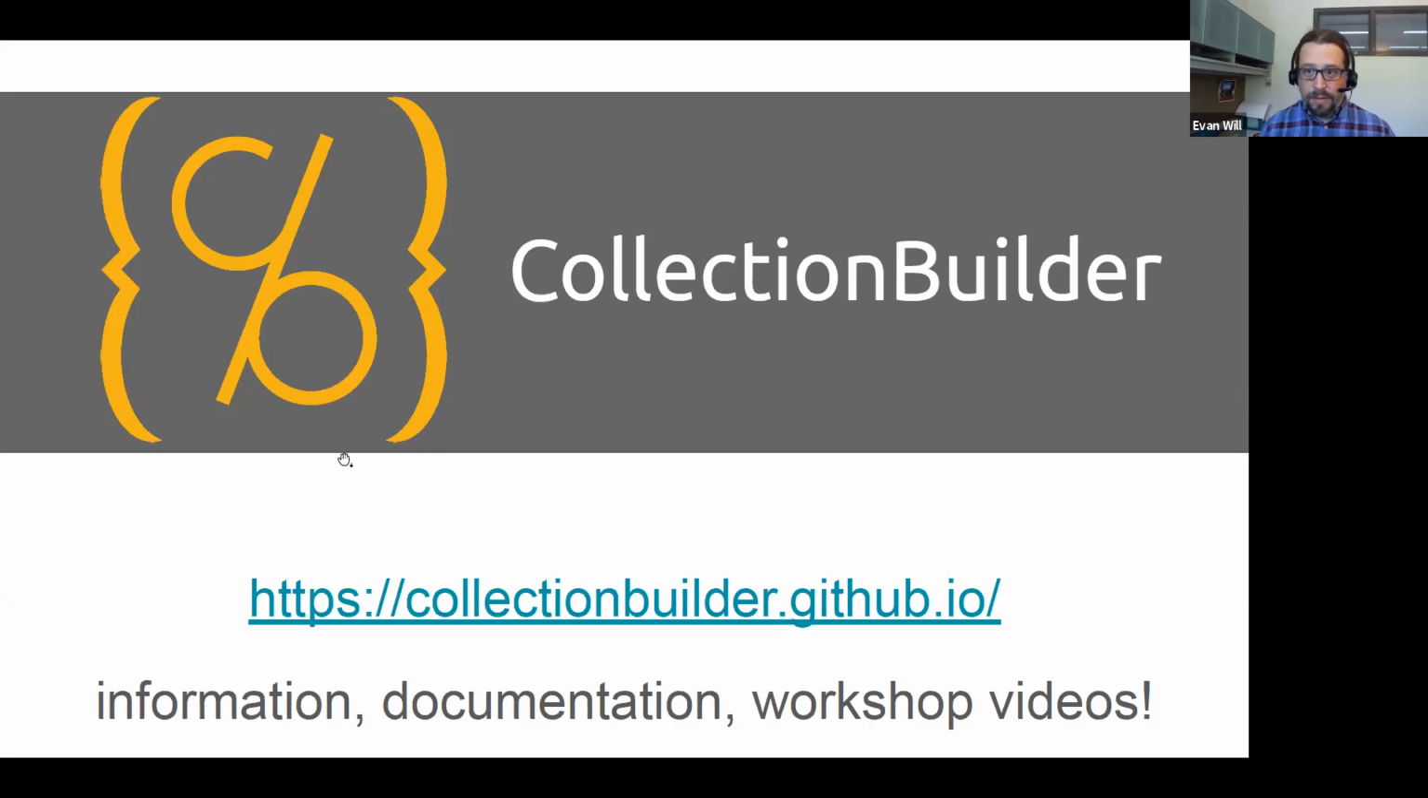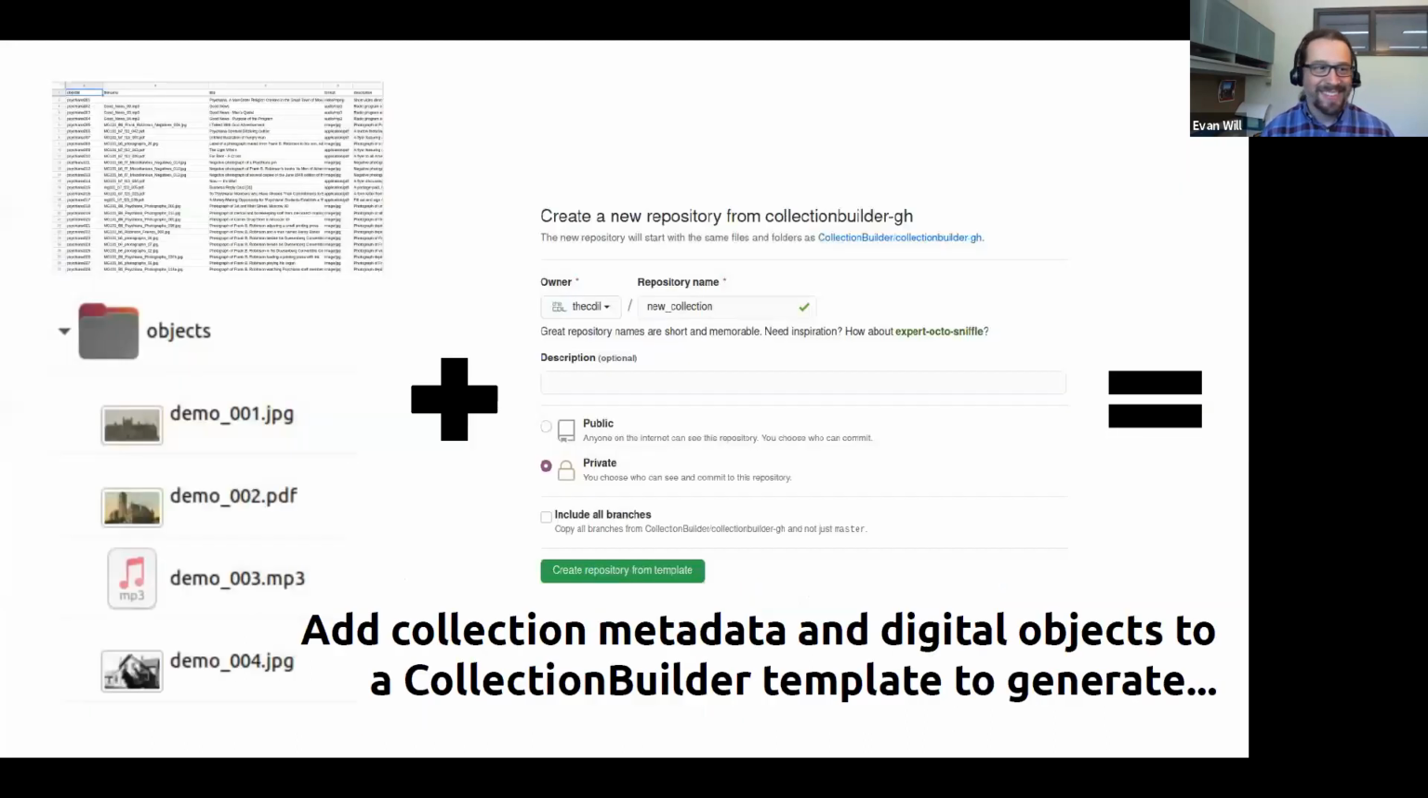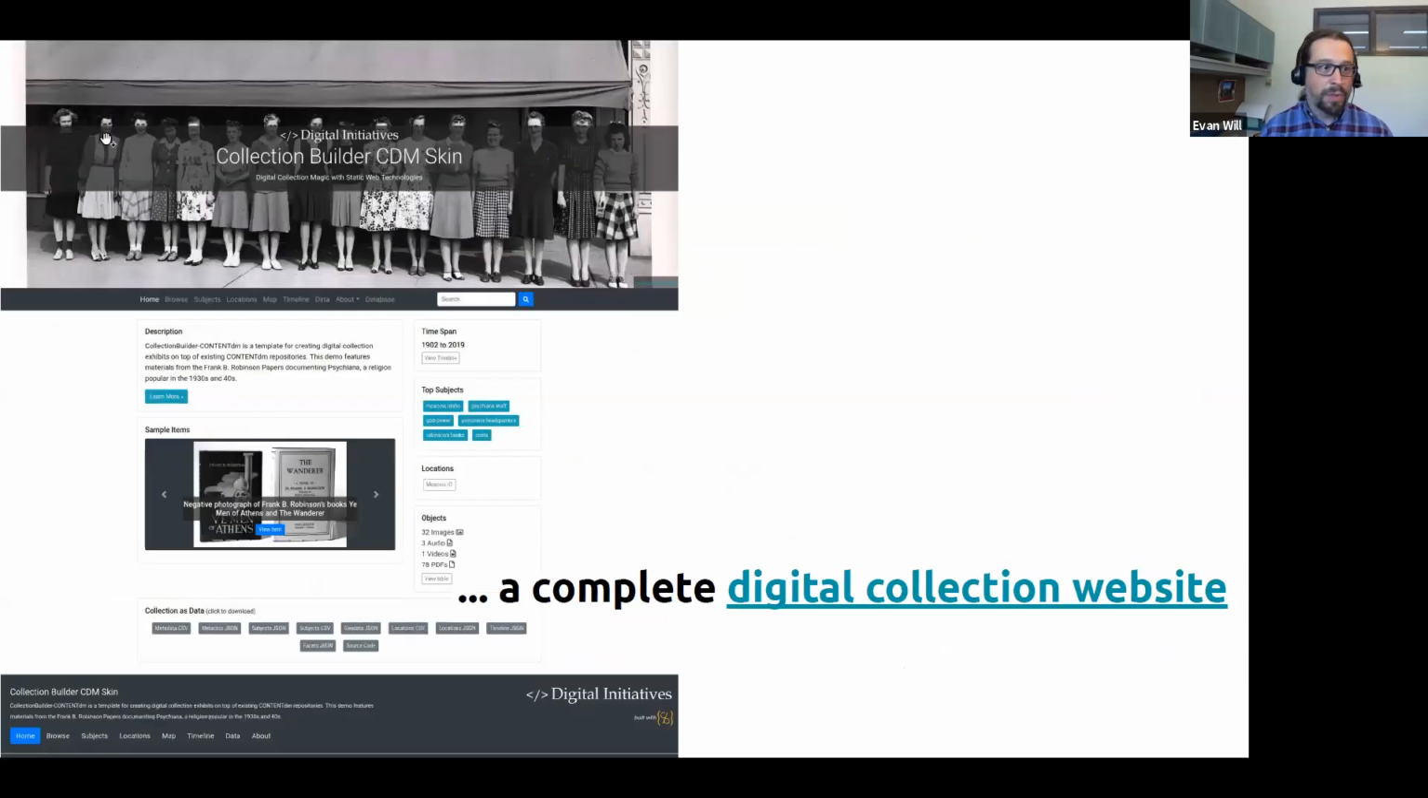So the basic idea is this. Users are going to create a spreadsheet of their collection metadata, like on Google Sheets. You're going to have corresponding digital objects, either in a folder of digital files or in a repository. And you're going to add that information into the CollectionBuilder template, which is just a folder of code that's available on GitHub. When you put those things together, you're going to get a complete static website driven by your metadata for browsing and contextualizing your collection that really invites the users in to explore.